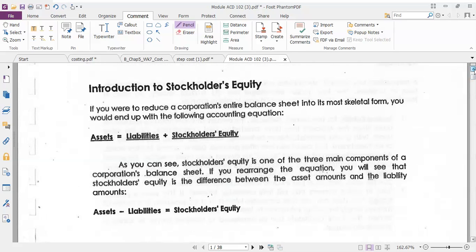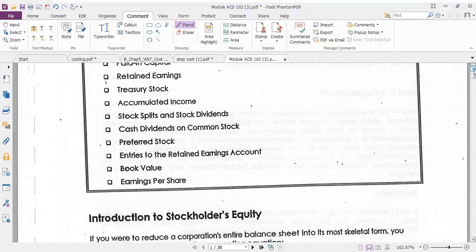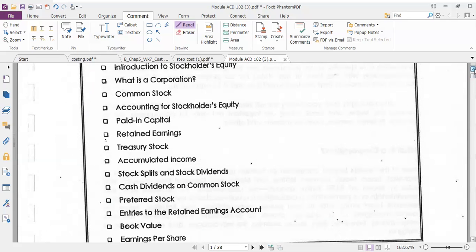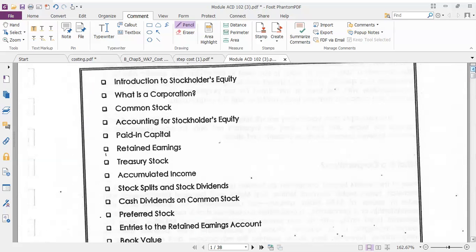Okay. So I hope that you will fikir which chapter yang dua. Saya nak dia biar berurutan. Contoh macam ni, introduction and corporation, 1%. Common stock and accounting, 1%. Paid up and retained, 1%. Treasury and accumulated, 1%. Cukup tak?